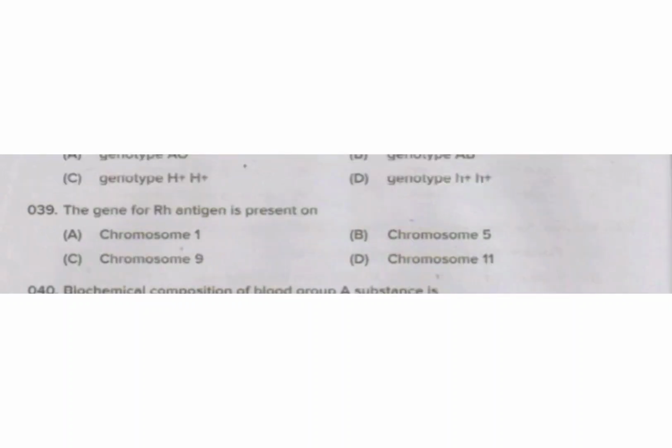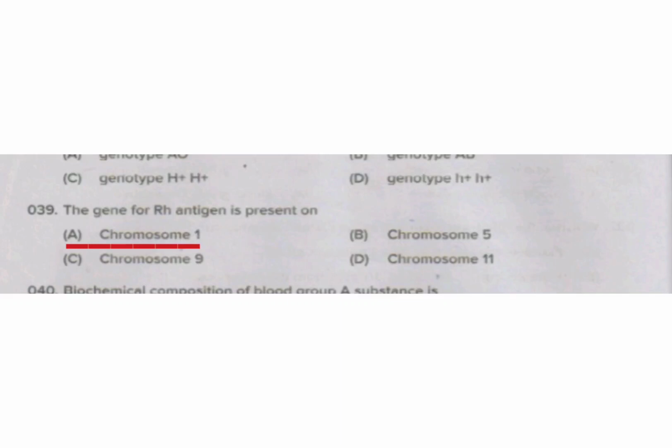Next question. The gene of Rh antigen is present on. Four options are there. Option A, chromosome 1. Option B, chromosome 5. Option C, chromosome 9. Option D, chromosome 11. The answer is option A, chromosome 1. Rh gene is present on chromosome 1 and the ABO gene is present on chromosome number 9.